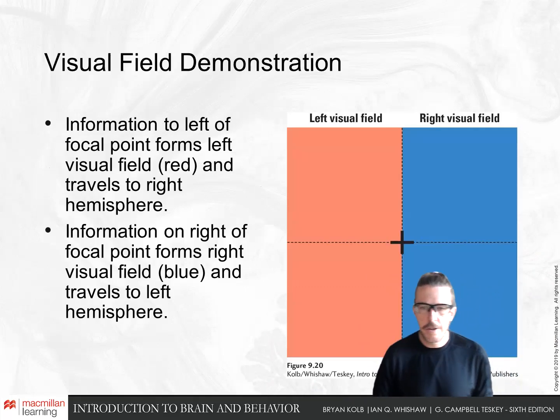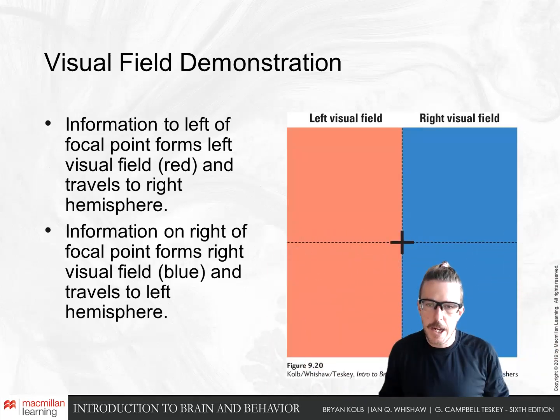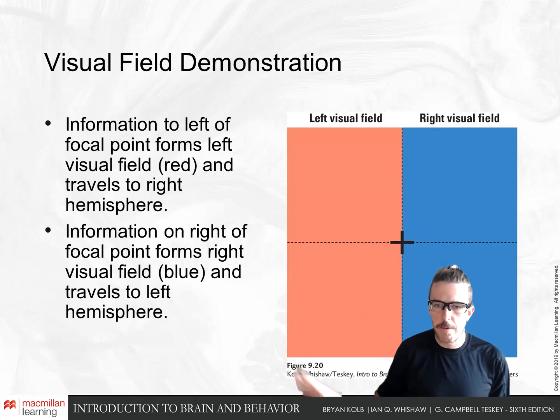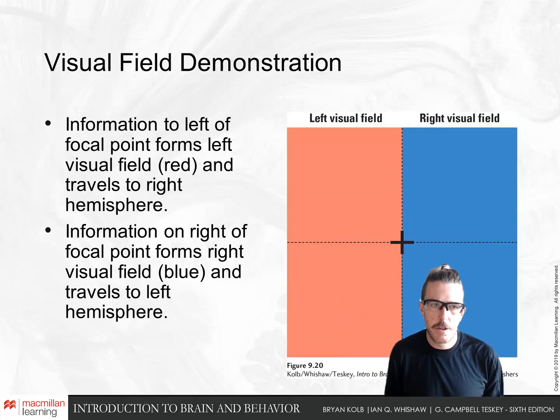And so you can picture staring at a screen that completely illuminates your vision with a cross in the middle. Everything to the right of you in blue would travel to your left hemisphere. Everything on the left of you in red will travel to your right hemisphere.